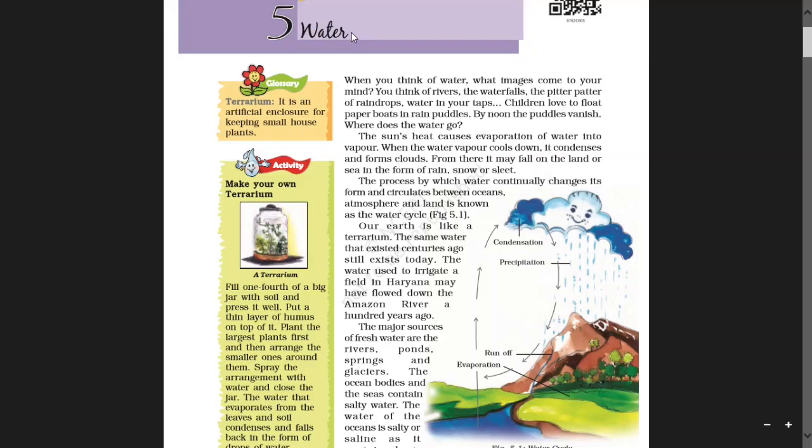Boys, water is very much essential for all living things. Without water, life cannot sustain. So, we are using water for various purposes. Here, let us study about water.